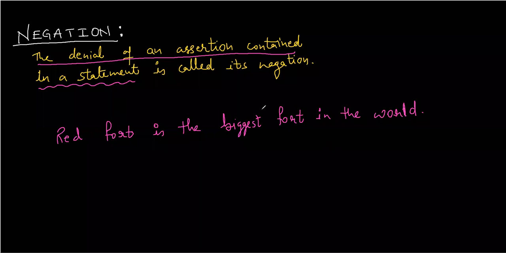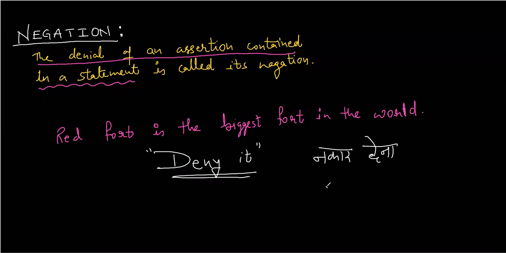Now what you need to do is just deny it. Deny it. In Hindi we say नकार देना, in Marathi नकार देणे. You just have to deny it. इसको deny करो. So what will be the denial of this? The denial will be, you put a not, that's it. Just put a not and it will be denied.